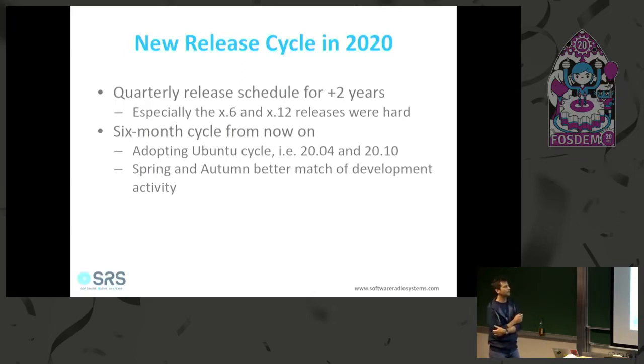That's why we decided to go for that 6-month cycle from now on, so that there won't be a release in 2003. So we will be adopting the Ubuntu cycle and releasing in 04 and in 10, because that better fits our development cycle. After the start of the year, you have enough time to prepare things, and at least that's our intention. We'll see. And then for the autumn release, after the summer, everyone comes back and you develop and test, and then you have a good autumn release. So that's what we were looking at for 2020 at least. Let's see if we change that in 21.